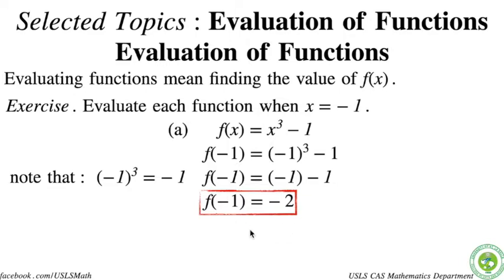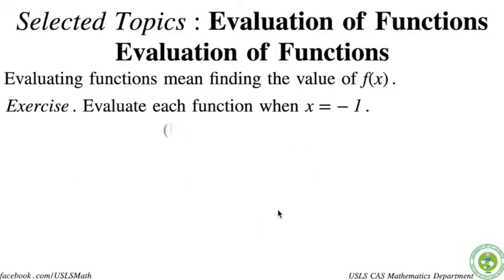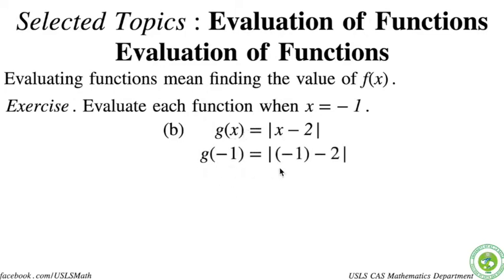Let's go to letter B now. Letter B says that g of x is equal to the absolute value of x minus 2. Again, we need to plug in x of negative 1, and then g of x will become g of negative 1. So g of negative 1 is equal to the absolute value of negative 1, this is our former x, it becomes negative 1 now because we substituted it, minus 2. So negative 1 minus 2 is going to give us negative 3. So g of negative 1 is equal to the absolute value of negative 3.